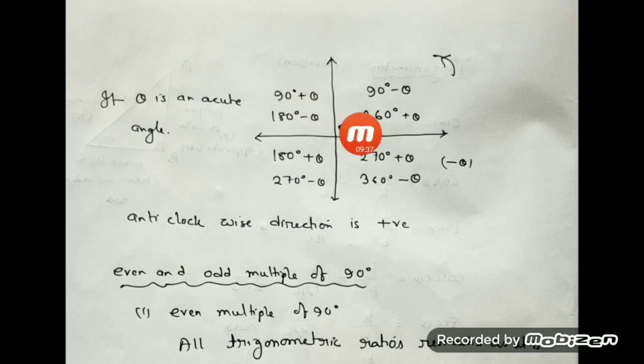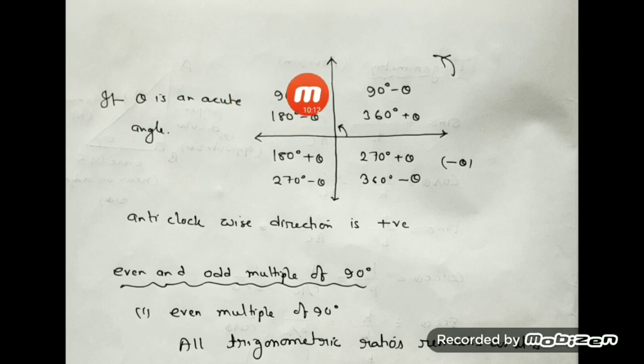Now suppose the revolving ray, starting from this, comes to this position. It travels 180 degree up to this. This is 180 degree, a straight angle. So when it comes back, minus theta means it comes back, because you know anti-clockwise direction is positive. This is your anti-clockwise direction. A clock rotates in this way, so anti-clockwise direction is positive. So suppose you start from here and reach this position, then you travel 180 degree. After that, if you go back a theta angle, it will be in the second quadrant.